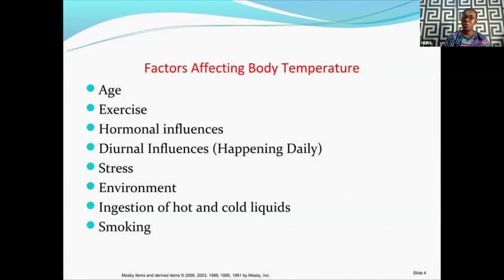Then stress, and some environments. It could even be the presence or the absence of a heater, the presence or the absence of AC in that environment that can alter the temperature a little. Then if your patient ingests hot or cold liquids, that could also alter temperature. Then a patient that smokes may also have some abnormal temperature readings.